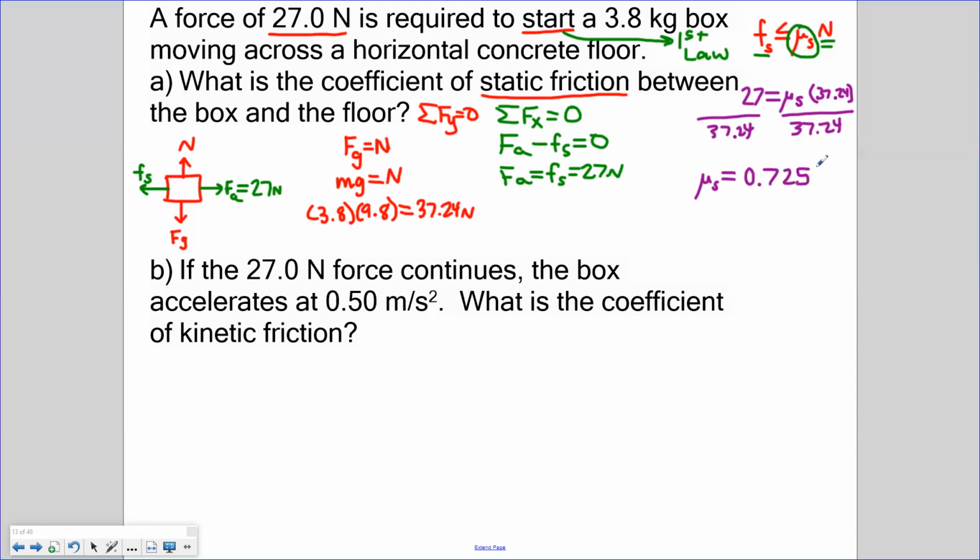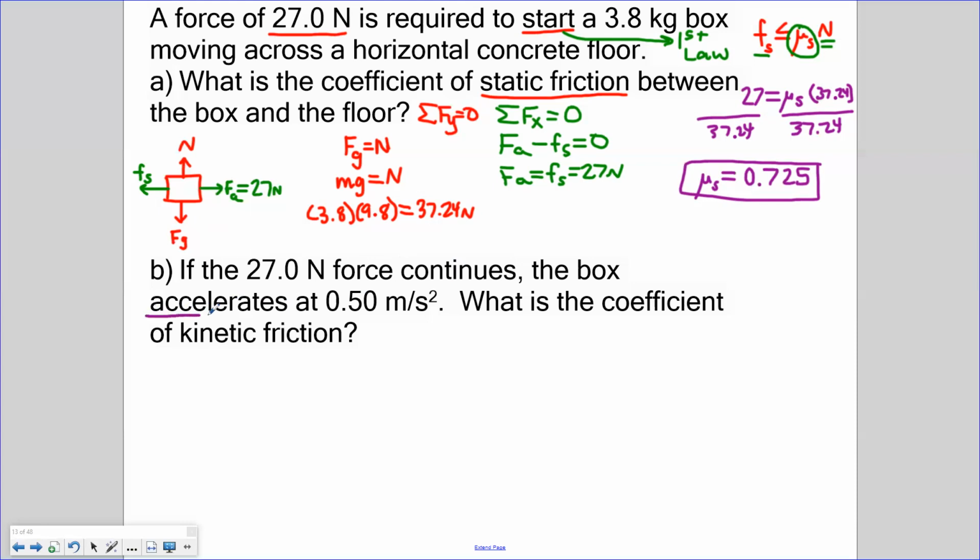Remember, unitless here. So in order to get this box moving, you have to exert a force equal to 72.5% of its normal force, which is also in this case 72.5% of its weight. Since we're pushing horizontally and on flat ground, our normal force and our weight are equal. Later this unit, we'll get to angled forces as well as angled surfaces, which will change this calculation a little bit.